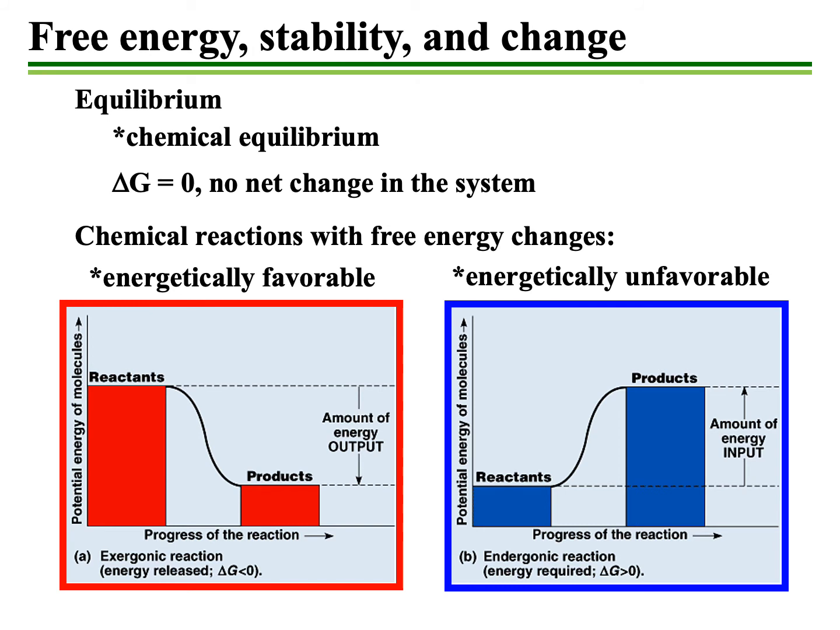If you now focus on the figure on the right-hand side, this is again an energetically unfavorable reaction. It's also referred to as an endergonic reaction. In this type of reaction, an input of energy is required, and the delta G is greater than 0. So again, this is a free energy diagram with the progress of the reaction along the x-axis and the amount of potential energy or free energy of the molecules on the y.